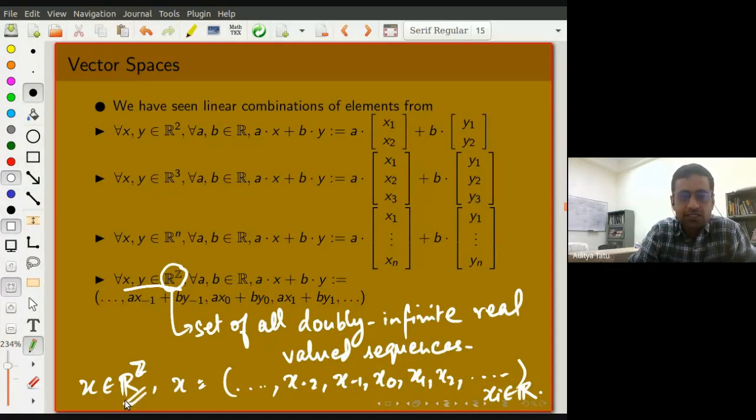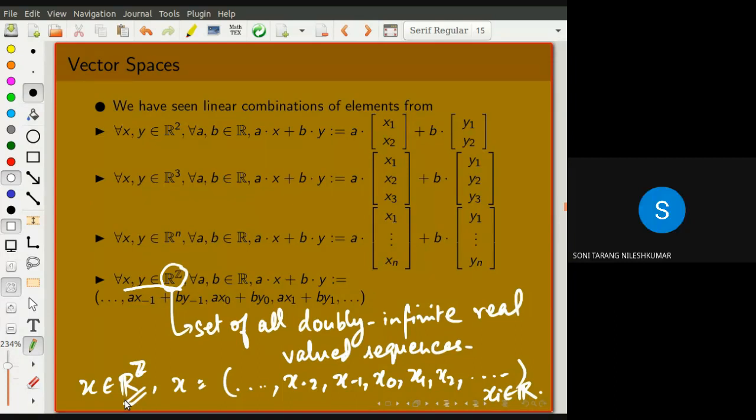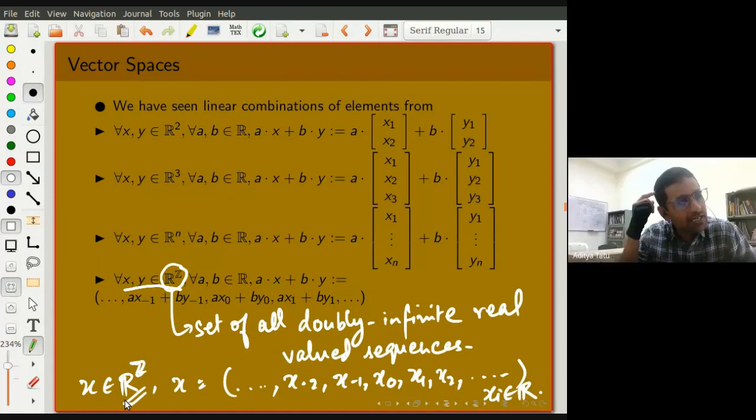This is not necessarily a very standard notation, but I couldn't think of a better one, so don't get confused because of the notation. In R^Z, this Z represents the set of all integers? Yes, that is the same Z. Integers go from minus infinity to infinity, so that is why I chose that. The index of each entry is an integer.